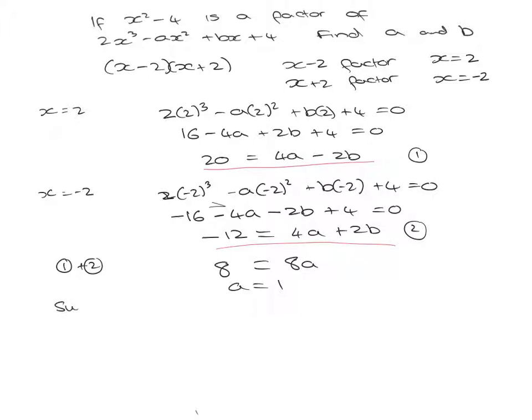And if we substitute into equation 1, we know that 20 is equal to 4 times 1, which is 4 minus 2b. So 16 equals negative 2b, so b is equal to negative 8. So in this case we use both factors, form 2 simultaneous equations, and then solve.